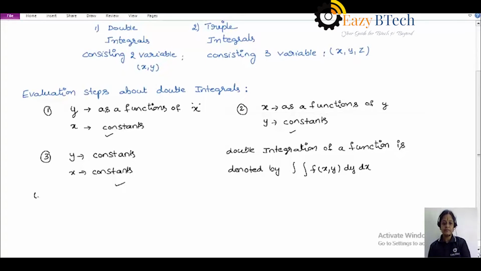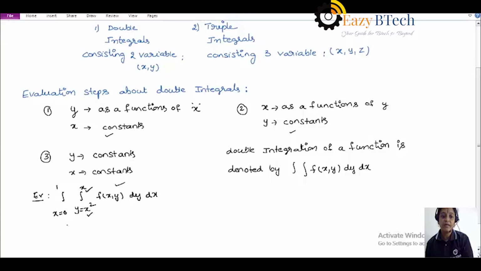See here, for example, the double integration with y equal to x square to x, and x equal to 0 to 1, of the function f of x comma y dy dx. Observe here, y limits are functions of x, x square to x, and x limits are constants, 0 to 1. If the limits are like this, first we have to integrate with respect to y, and then with respect to x.